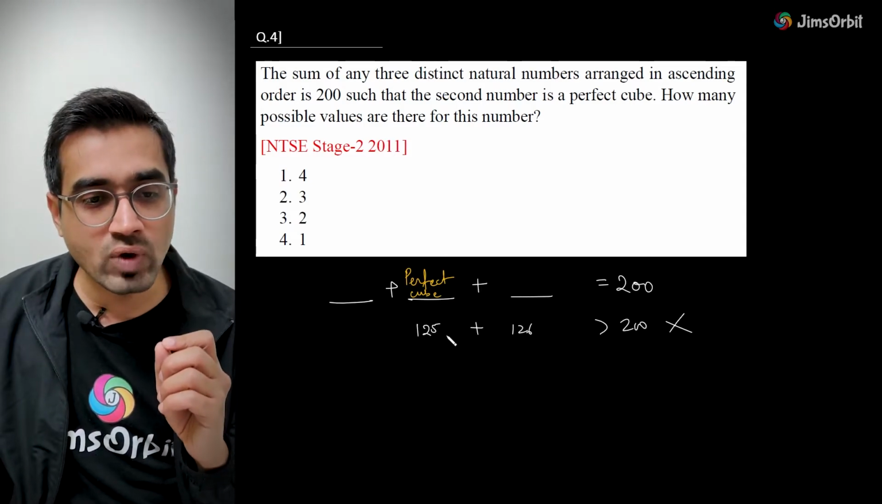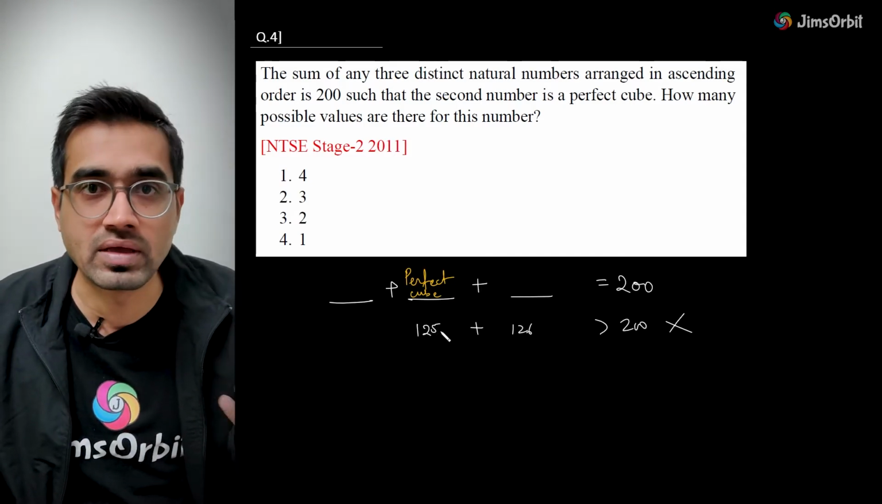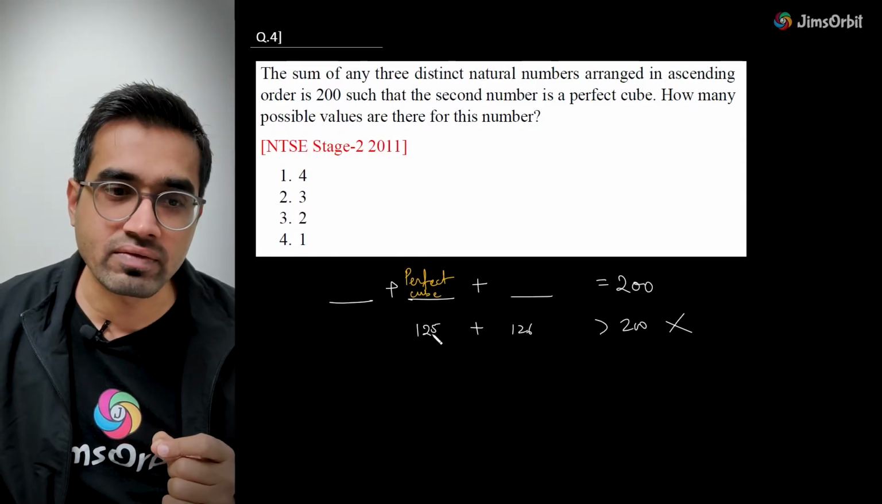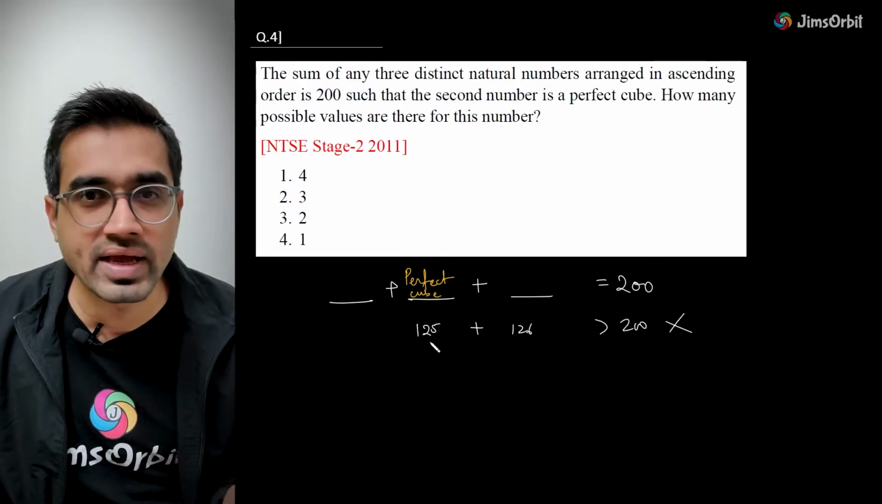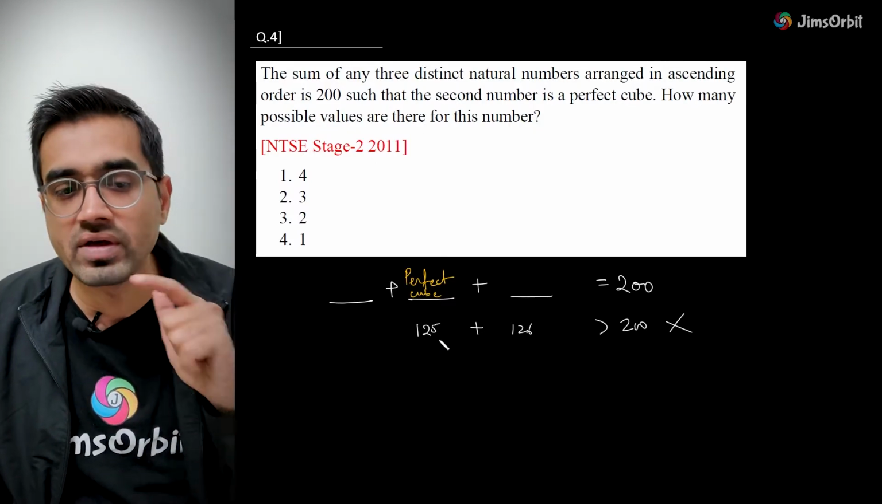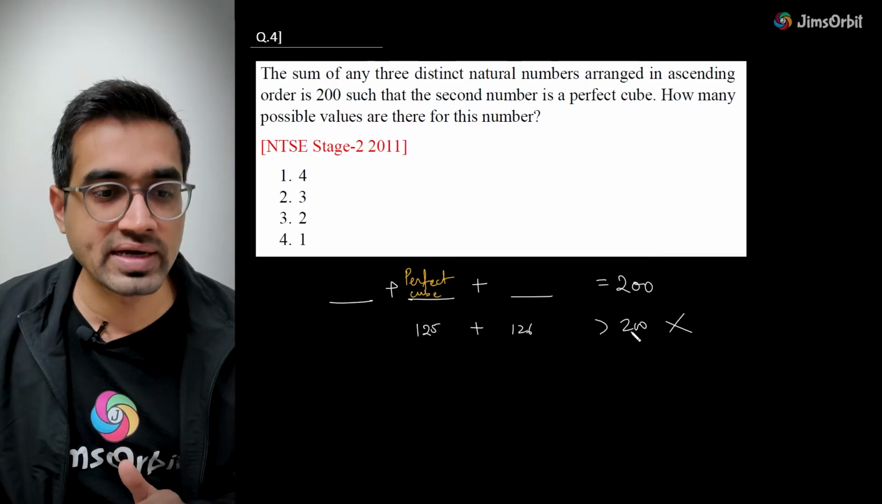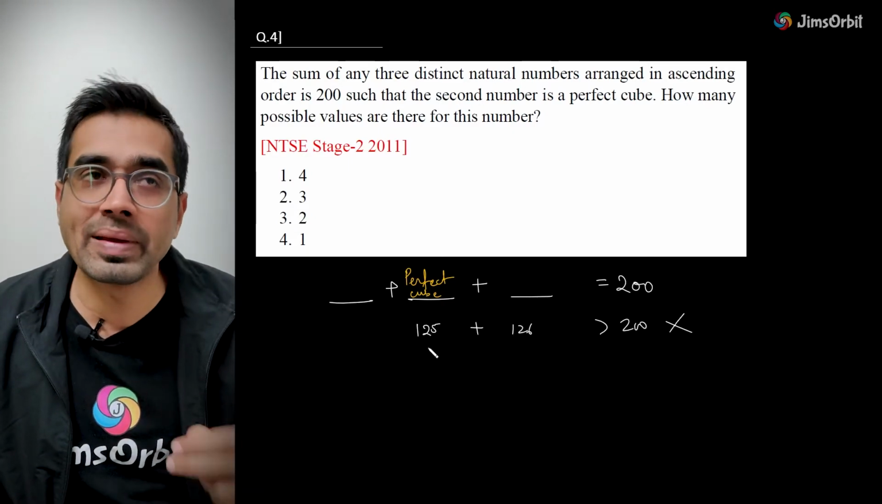So maybe 5 could have happened, correct? But you find that 5 cube is 125, and this is not happening again, because 5 cube is 125 plus 126. The sum we are running into is more than 200. So this is not true. Can 4 cube happen? Yes.